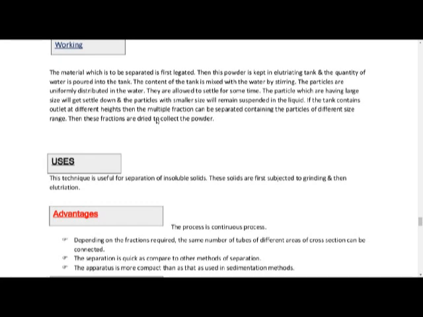If you have connected the elutriation tanks in series, then the top liquid which contains the fine particles will enter the second elutriation tank as the inlet suspension. In this way we can connect many elutriation tanks interlinked with each other, and we can separate the particles depending on size and density in various sizes: coarse, moderately fine, and so on. This was about the working.